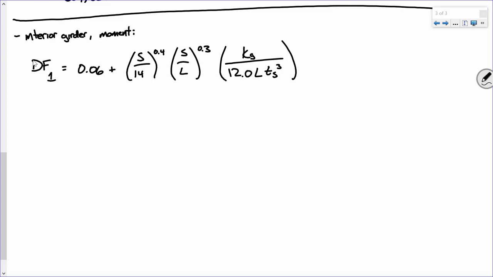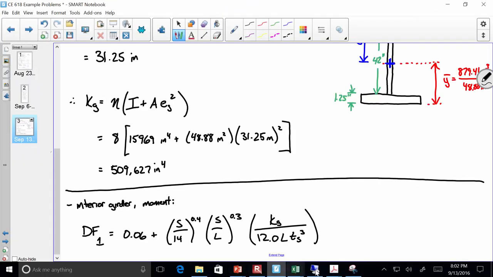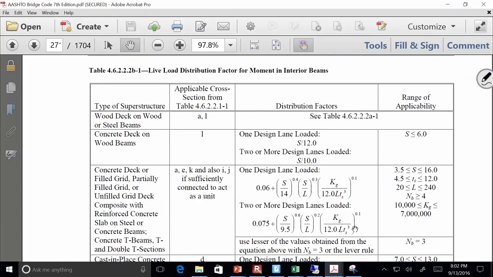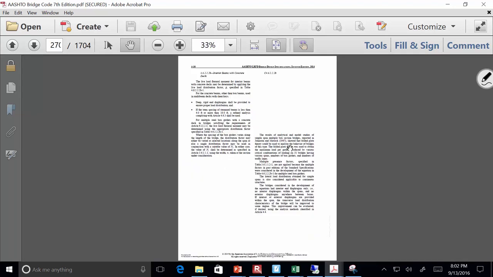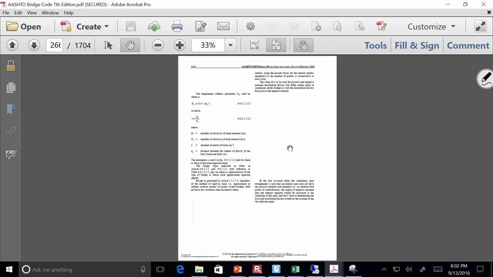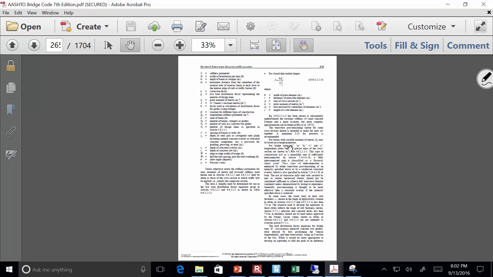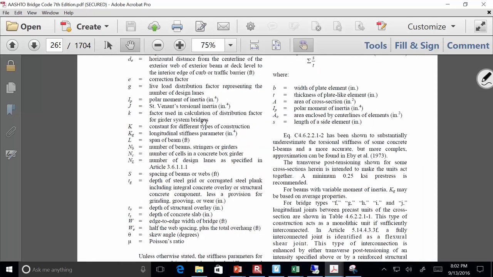Now, one thing if you're curious about, if you want to be cognizant of your units: if you go to the spec, we're in section 4.6.2.2, which has all the live load distribution factor stuff. If you go to the beginning of that section, it lines out all the variables and all the units. So for instance, girder spacing is in feet, slab thickness is in inches, and so on and so forth.